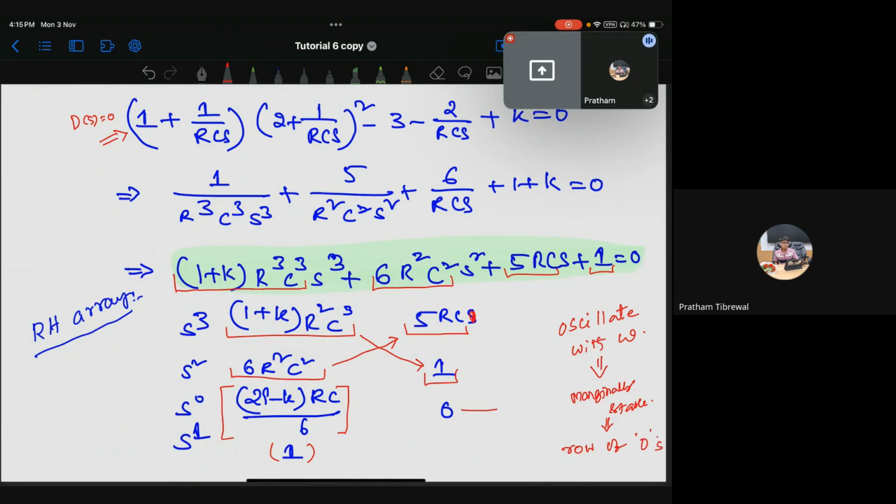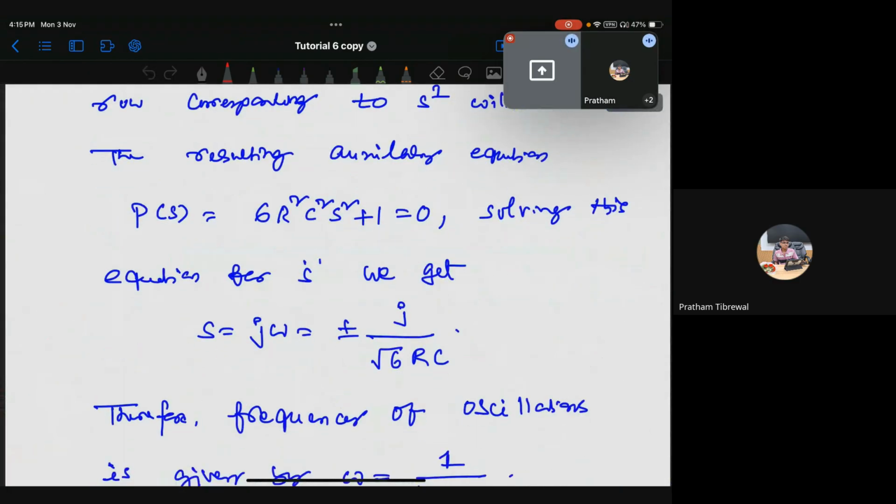Yes. So that is this one. If you take k is equal to 29, this term goes to 0. Then you'll have both the zeros. That's what we are checking, the condition.